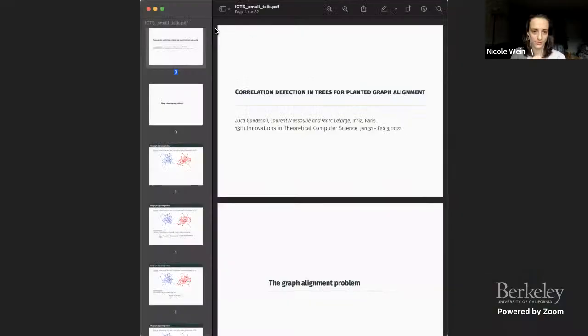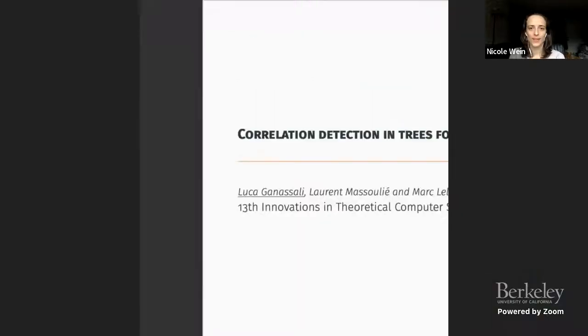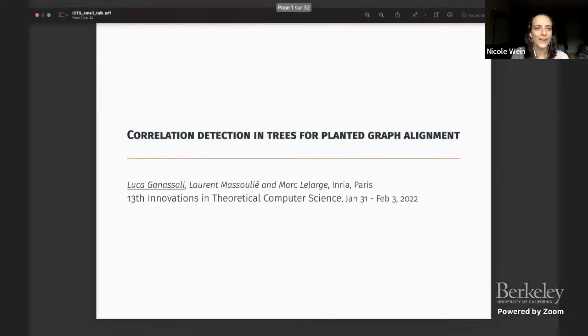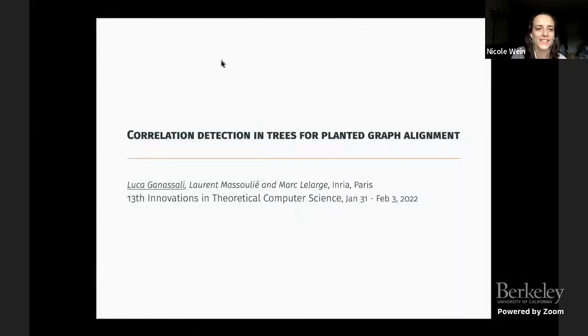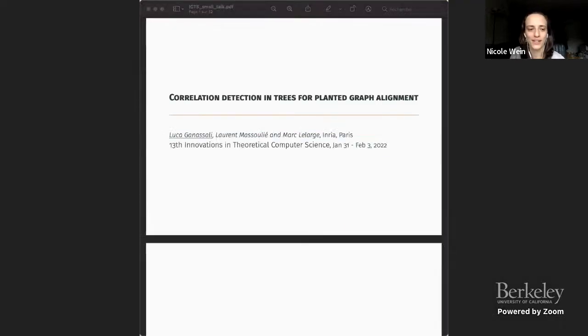Okay, let's have the last speaker set up. Okay, so we now have our last talk, by Luca Ganasali, and the title is Correlation Detection in Trees for Planted Graph Alignment.